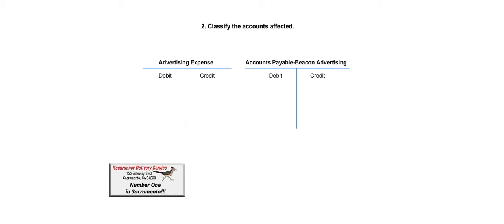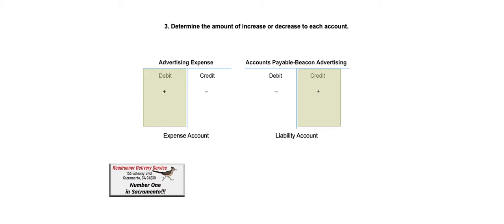2. Classify the accounts affected. Advertising expense is an expense account, and accounts payable Beacon Advertising is a liability account. 3. Determine the amount of increase or decrease to each account. Advertising expense is increased by $75. Accounts payable Beacon Advertising is increased by $75.